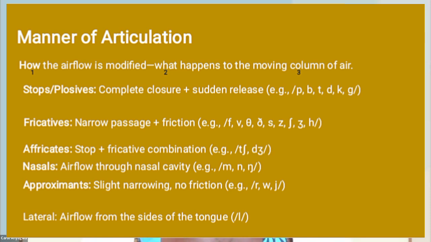And finally, we look at the class of the lateral, which is just one in that category. The lateral is characterized by air flow from the sides of the tongue. The only lateral in English is L. And what happens is that the tongue assumes a convex position in the articulation of this sound, L. And because of that position, air flows from the side. And this gives us the 24 consonants of English, the 24 phonemic consonants of English.